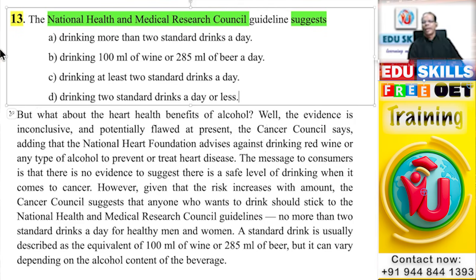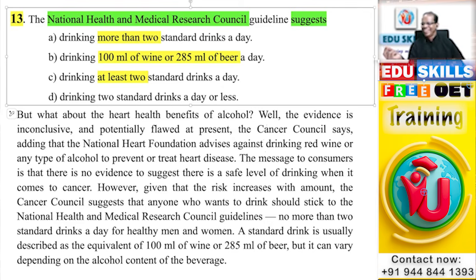Drinking more than 2 standard drinks a day. This is more than 2. Now the only thing you have to see is what is the quantity to drink. Drinking 100 ml of wine or 20 ml beer. Then drinking at least 2. At least 2 means, if possible, you have to drink 20 standard drinks. At least 2 you have to, right?